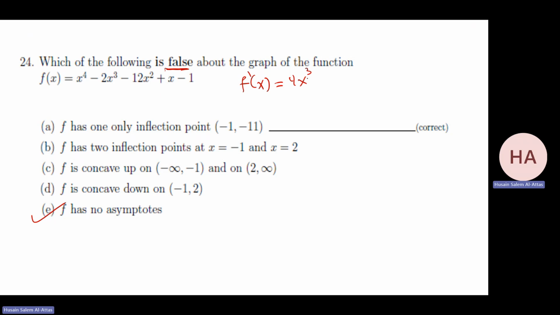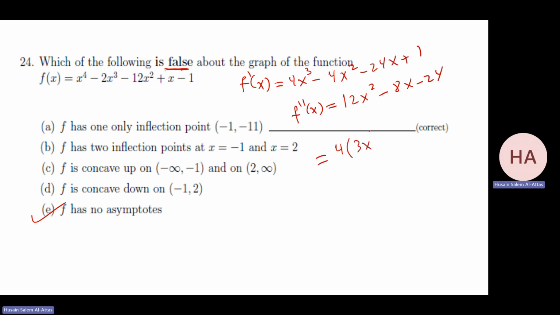4x cubed minus 4x squared minus 24x plus 1. F double prime, what we care about, it will be what? 12x squared minus 8x minus 24. Or I can take 4 common factor.